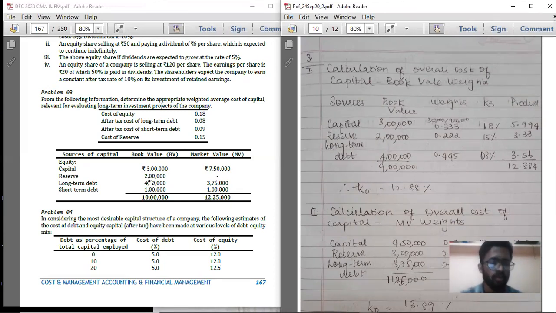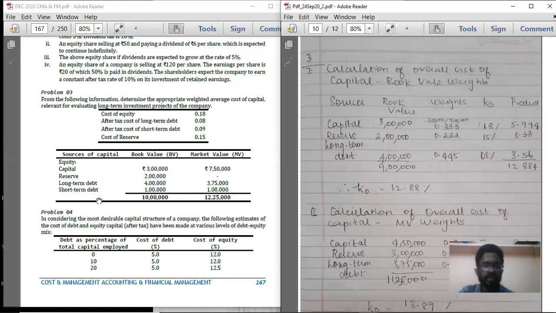Now below that, what is the next source of capital? They have reserve 2 lakhs. So in respect of source, record reserve and book value 2 lakhs. And next, what they have given is long term debt 4 lakhs. So below that reserve, record long term debt. In the book value column, record 4 lakhs.